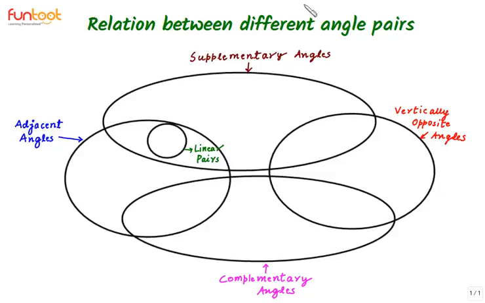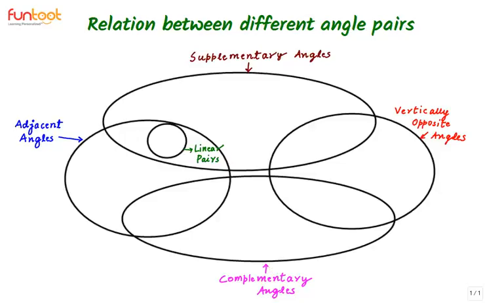Let's learn about the relation between different angle pairs. We have learnt about different pairs of angles. These are adjacent angles, supplementary angles, linear pairs, vertically opposite angles, and complementary angles. What is common in all these types of angles? They all are pairs. And when we talk about a pair, we're talking about exactly two angles.